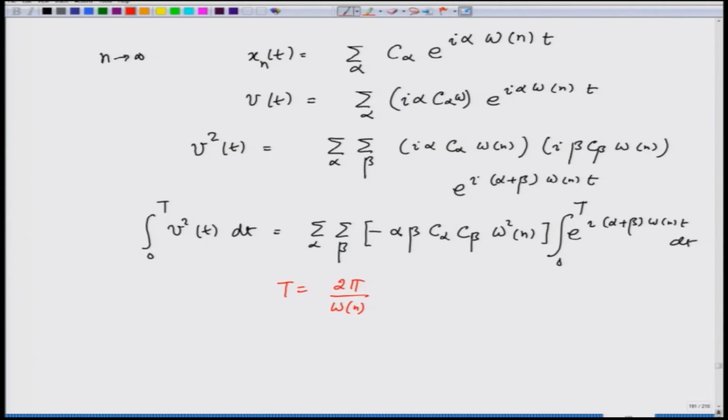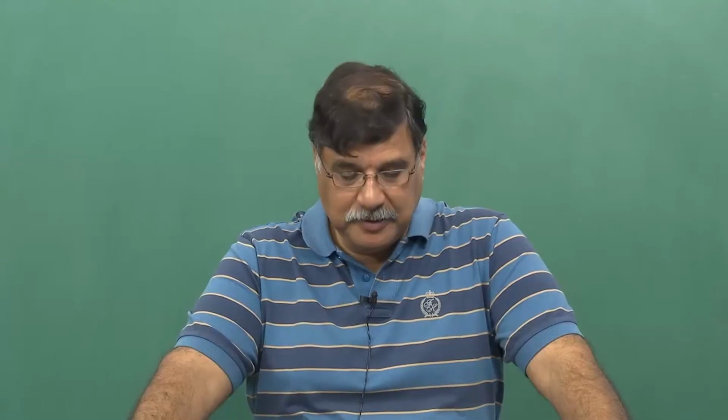And therefore, this implies that the integral 0 to T of e^{i(α+β)ω_n t} dt is going to be equal to T for α equals minus β and 0 for all other α and β, because in that case e^{i(α+β)ωT} would be the same at 0 and T, so that is the period.